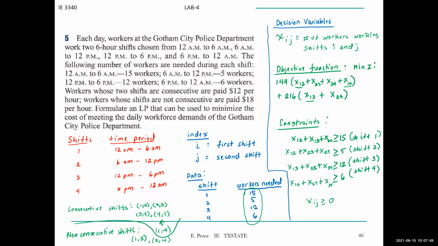And that's the formulation. So as you can see, this has an additional challenge. That challenge is having workers skipping or working non-consecutive shifts. And the way we handle that is by defining a second index that is going to be attached to that decision variable. It's going to allow us to look at the different combinations of shifts that can be applied to this problem. Questions?